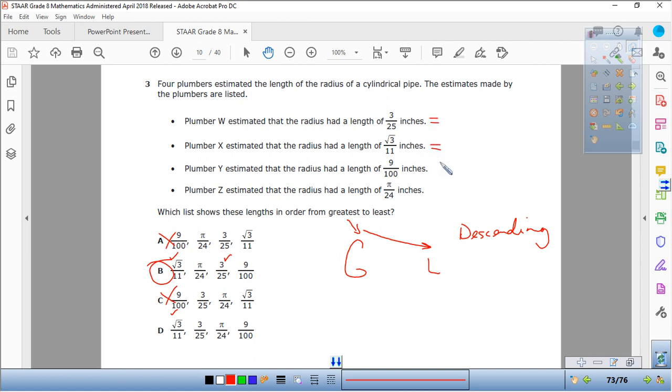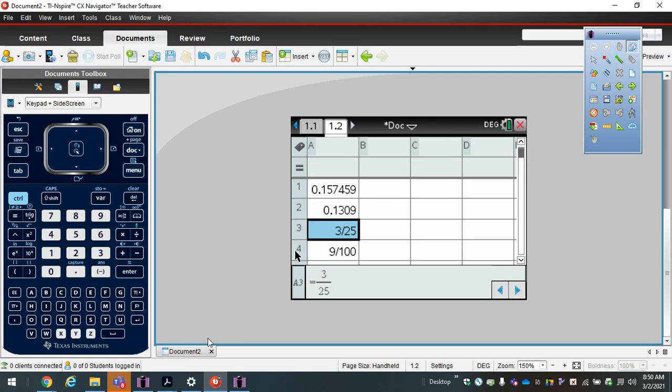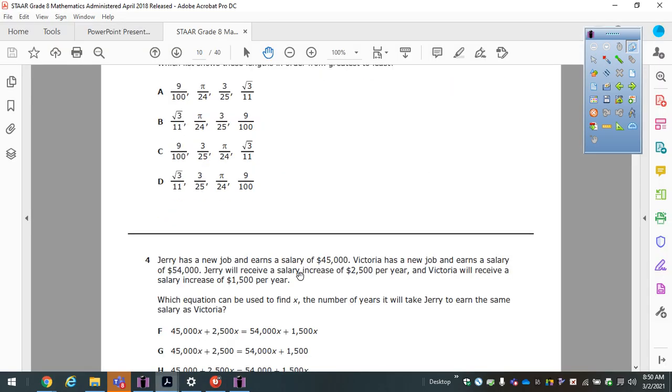I know a lot of us will convert these to decimals. Hey, do it to it. It's your test. You decide how you want to do it. Just do it and get it right, please.